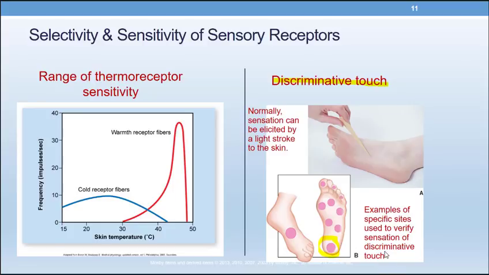And this has clinical relevance and can be assessed as part of a neurologic examination, where you can ask a person, just by applying a touch to a particular area of their foot, to tell you where they feel it, and you can see how accurate they are. And it's important that people still possess this feature. And even just a light stroke of the skin should be able to be detected by the individual fairly accurately.